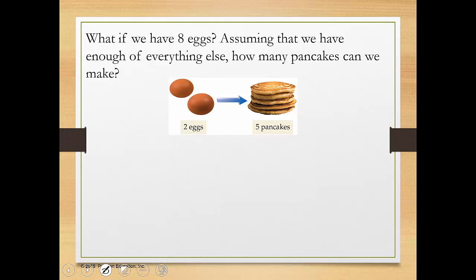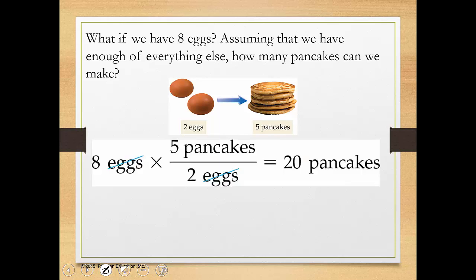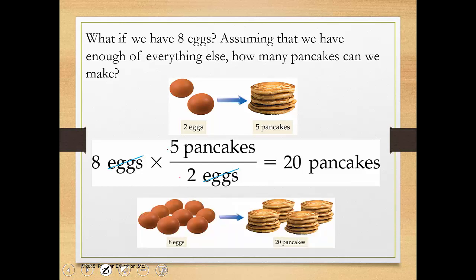What if I have 8 eggs? And again, let's assume I have plenty of flour, plenty of baking powder, but I have 8 eggs, and I need to see how many pancakes I can make. I've got a crowd coming over. Okay, you've probably already done this in your head while I'm talking. You take those 8 eggs and then you multiply it by that ratio of 5 pancakes to 2 eggs, and I see that I can make 20 pancakes if I have 8 eggs and enough of everything else. Okay, so my 8 eggs limits me to 20 pancakes. That's quite a few pancakes.